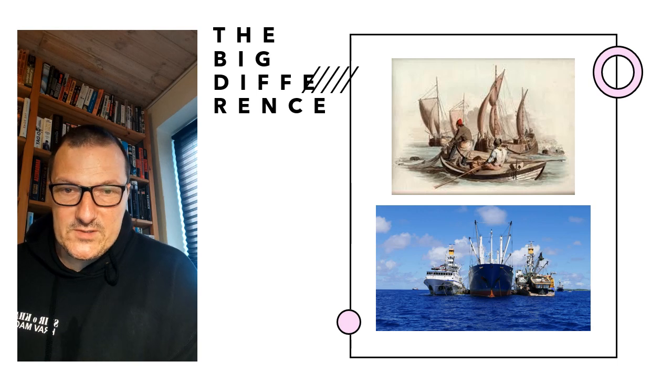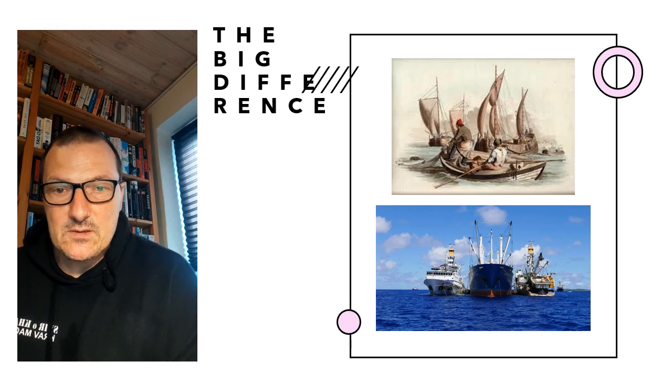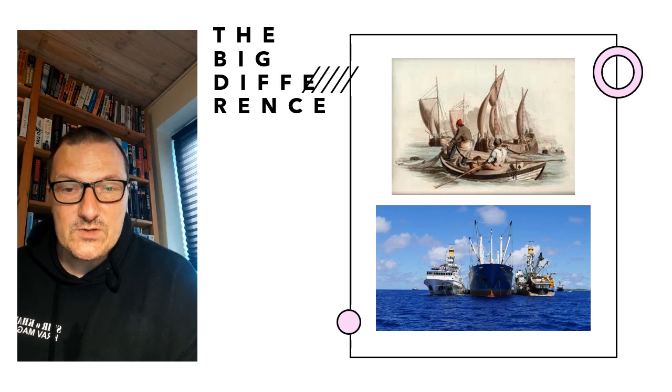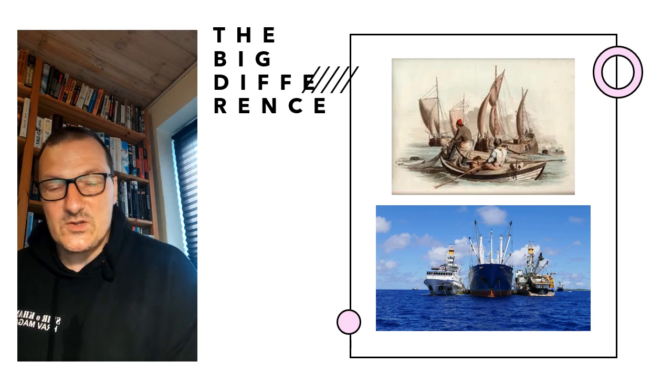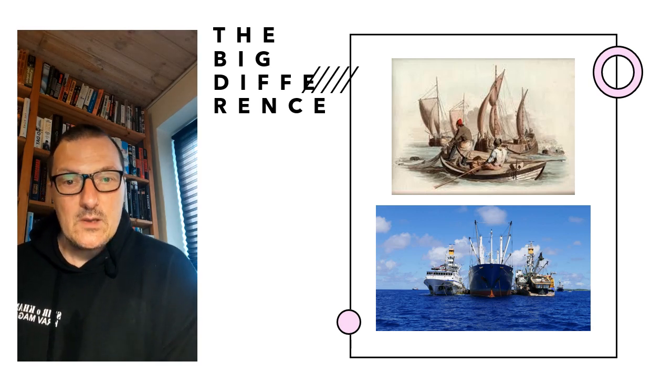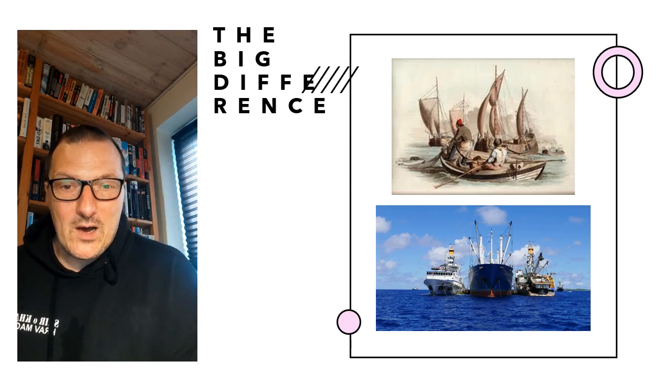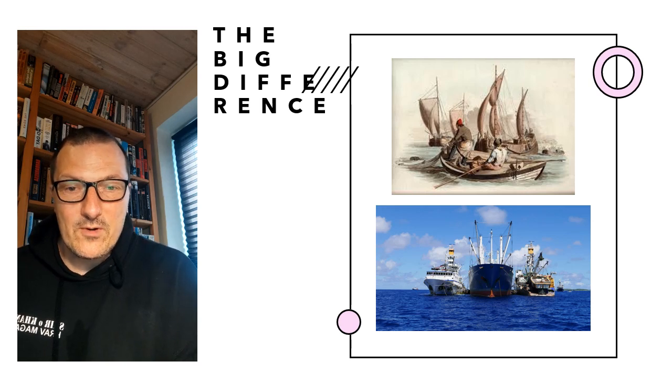The big difference in the last 200 years can be seen in a picture like this. Above is how fishing was done a few hundred years ago. You had small boats made of wood, powered by sail, and you sailed out and you set out your nets and your lines, you caught your fish, and you brought them back to land. It's quite hard to overexploit a fishing stock by doing that.